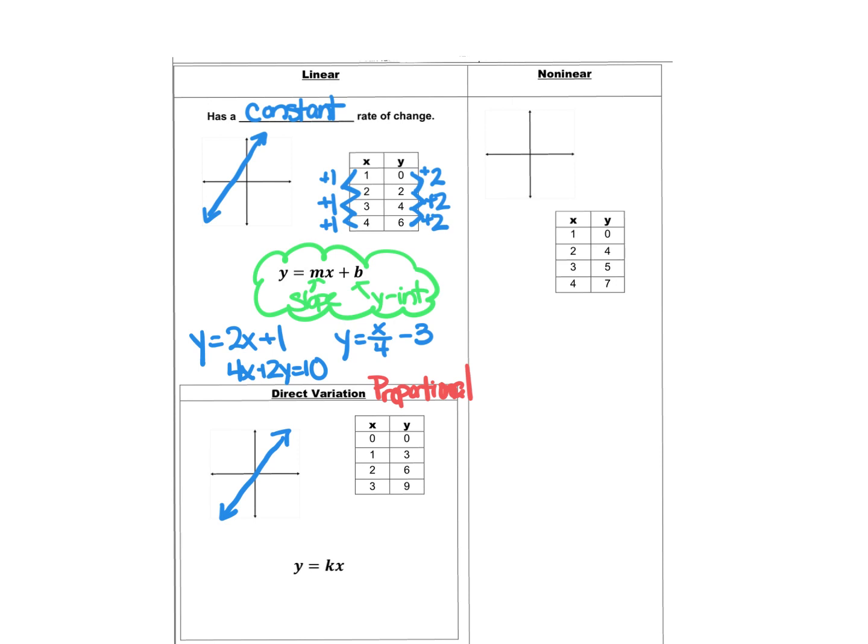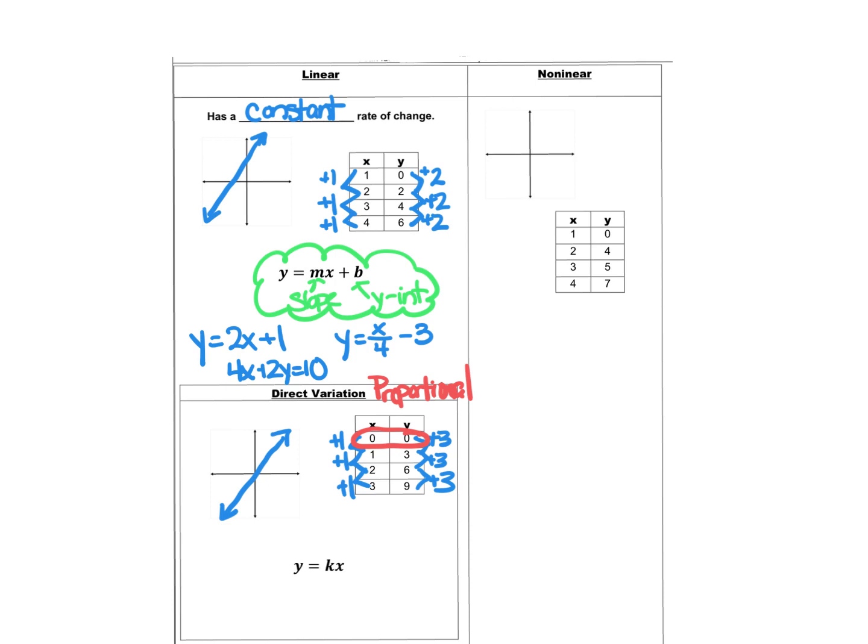Now, when we have the constant rate of change, notice how I'm going up 3, I'm going up 3, and I'm going up 3. And then our x's were going up 1. So it's got that constant rate of change, and that's what makes it linear. Now, what makes this proportional is that it is going through the origin, it's going through the 0, 0. All right, and so direct variation equations or graphs or tables, they are linear. It's just that they're a little bit more specific in the fact that it goes through the origin.